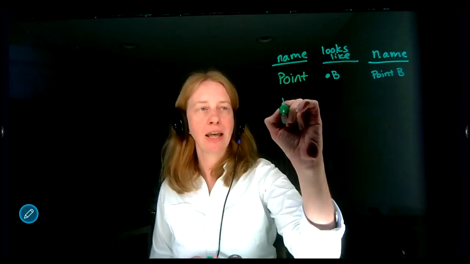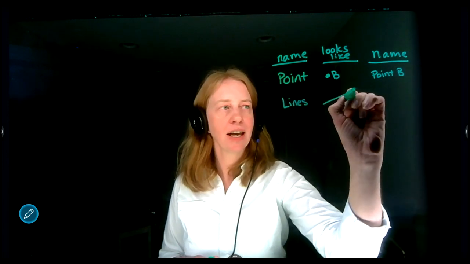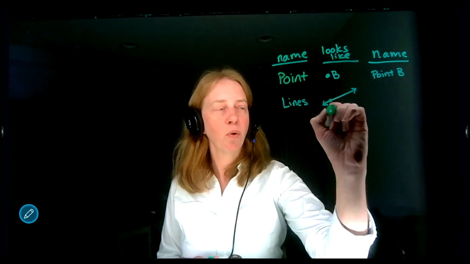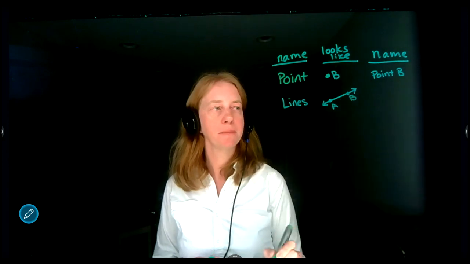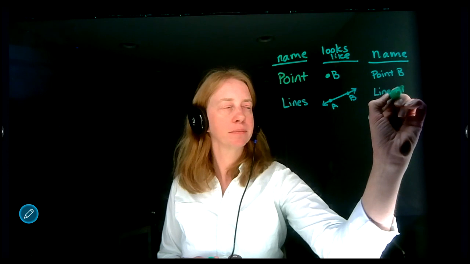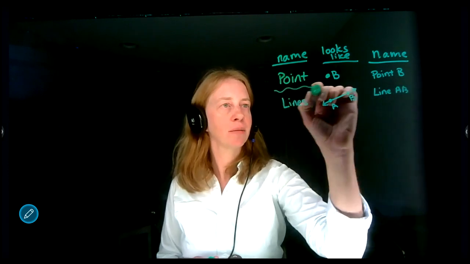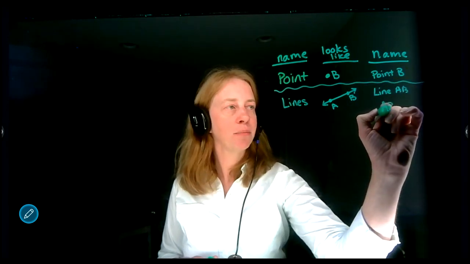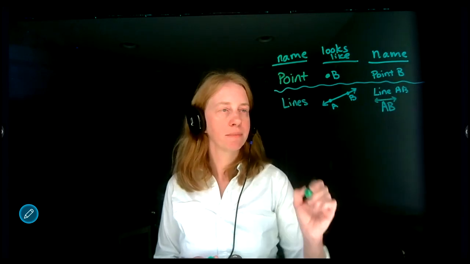Okay, we also have lines. So a line looks like this. It has arrows on each side. Sometimes it has points on it, like A and B. So this is line AB. We can also write that, I'll make a little note here, with A and B with the line symbol over it.